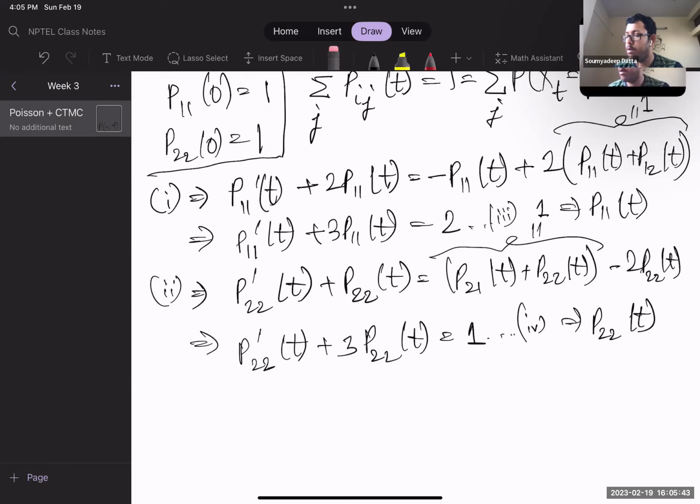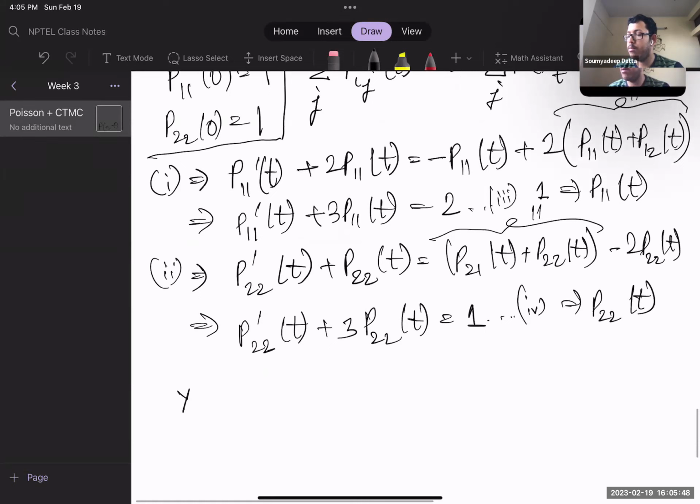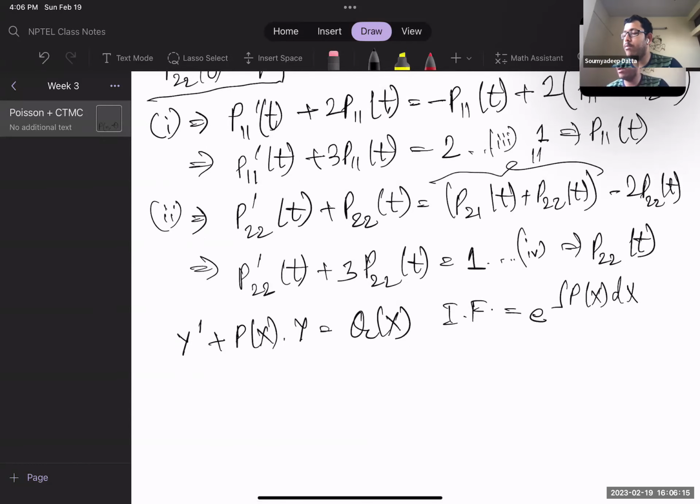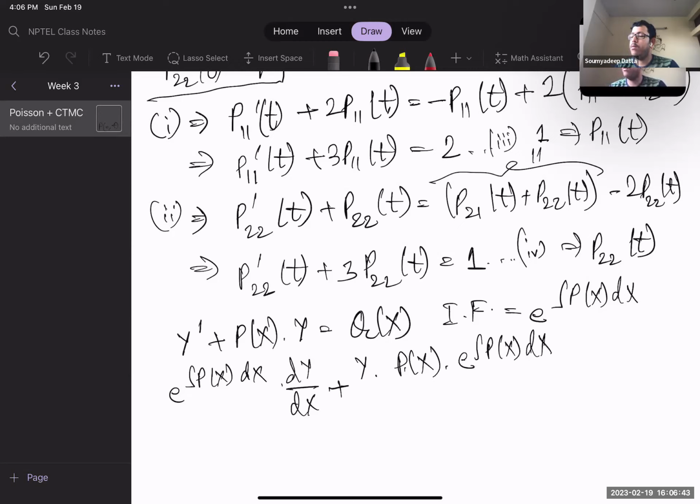Both of these equations are of the form y prime plus p of x times y equal to q of x, right? So this is the form of a linear differential equation. And so we need to multiply it with an integrating factor, which is e to the power integral p of x dx. We need to multiply both sides with the integrating factor and solve. So it works out like e to the power integral p of x dx times dy dx plus y times p of x into e to the power integral p of x dx equal to q of x e to the power integral p of x dx.